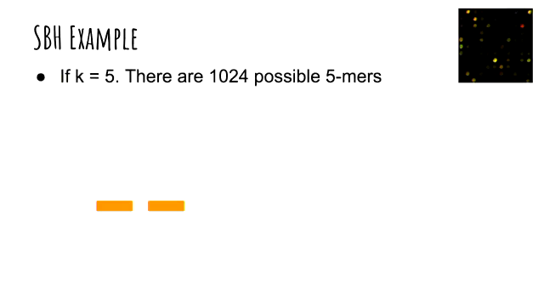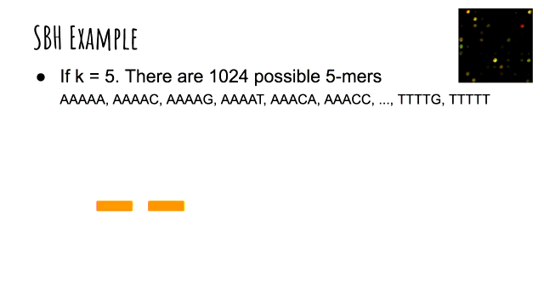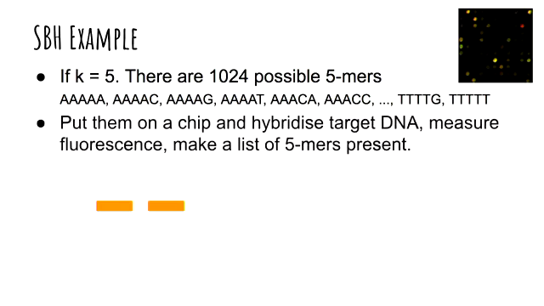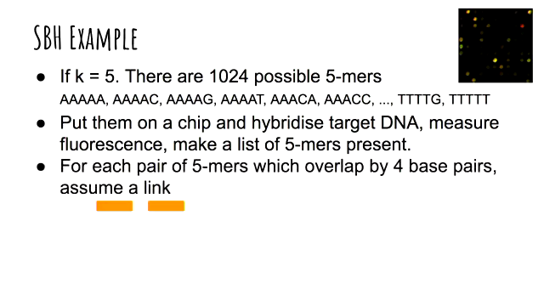So if k equals 5, there's 1,024 possible 5-mers. That picture in the corner there is actually what you get back from a microarray. So here they all are, our 5-mers, all A's, all the way through to all T's. Put them all on a chip, hybridise the target DNA, measure fluorescence, make a list of the 5-mers that are present, and for each pair of 5-mers which overlap by 4 base pairs, so an exact match, make a link.